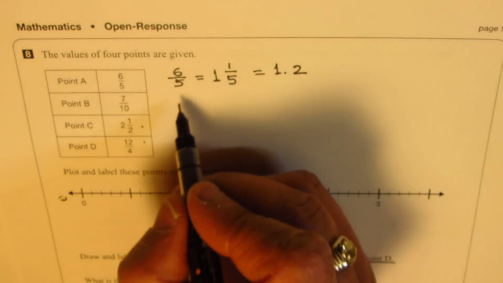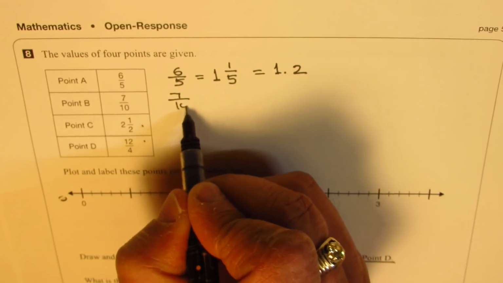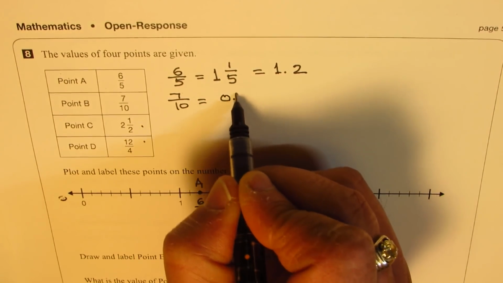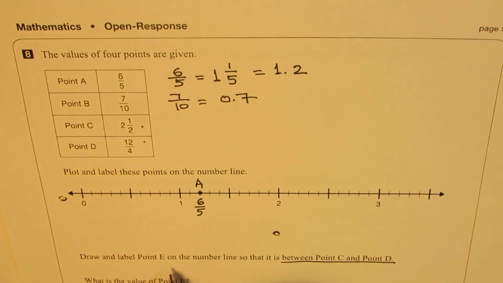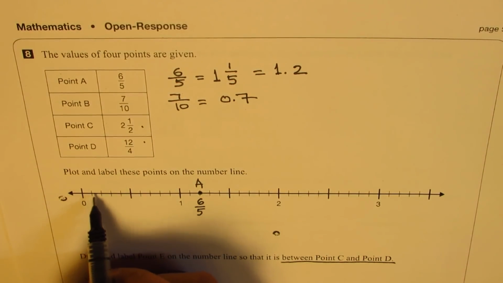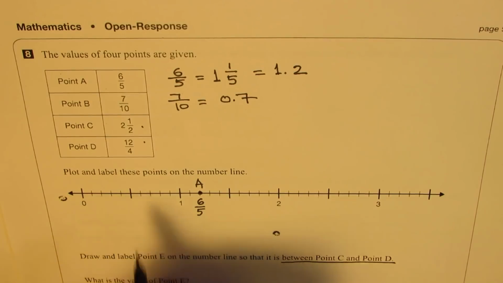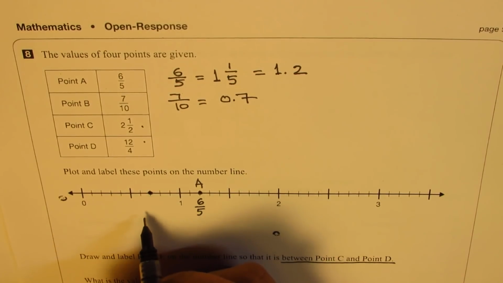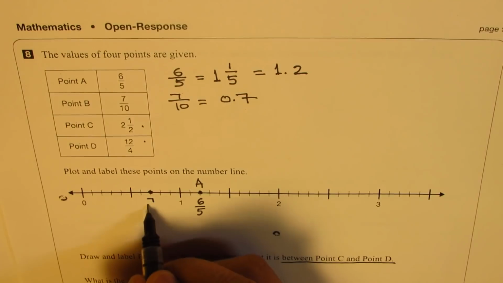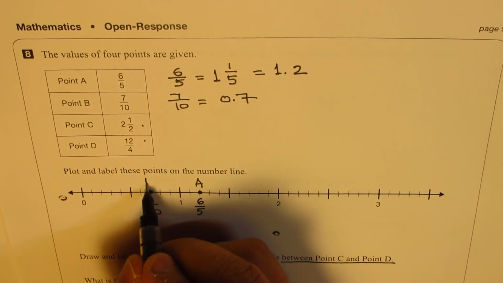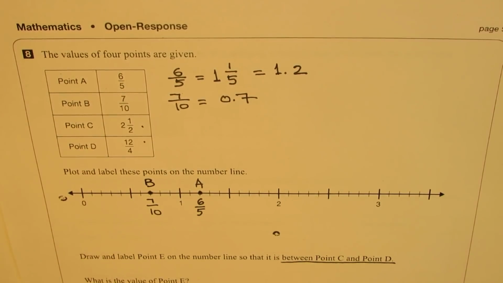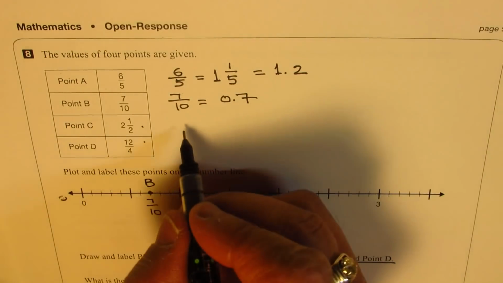Now let's look into 7 over 10. 7 over 10 could be seen as 0.7. Definitely less than 1. 1, 2, 3, 4, 5, 6, 7. So that becomes your 0.7 or 7 over 10, and that is your point B. Clear? Now point C is 2.5.